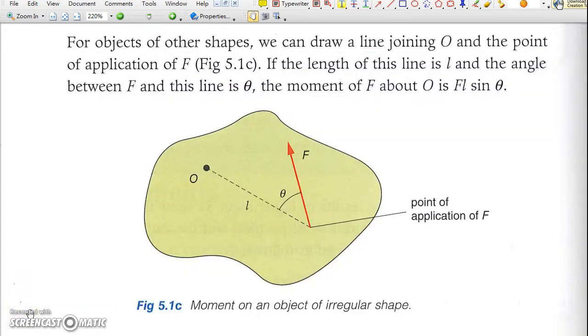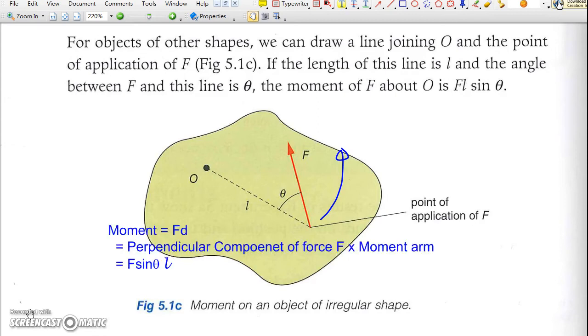The concept of moment does not only apply to the rod, but to any object, because any object may be turned, right? In figure 5.1c, the irregular rigid body experiences a force F at a point away from the point of rotation. First, the force creates an anti-clockwise moment about the point of rotation, and the moment equals F sine theta multiplied with the moment arm L, and therefore FL sine theta.